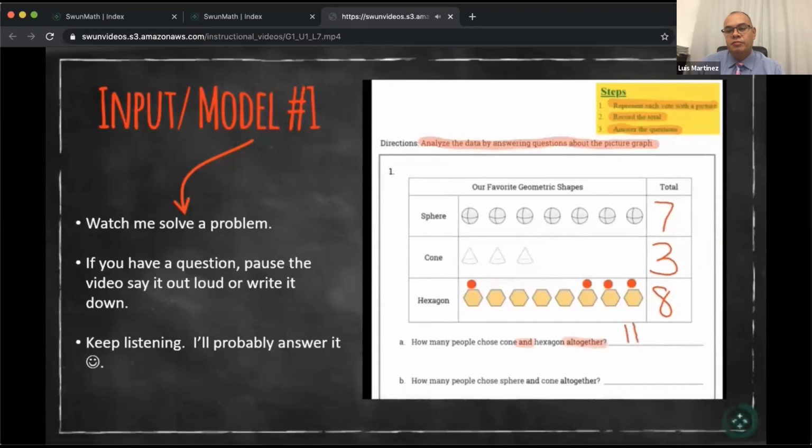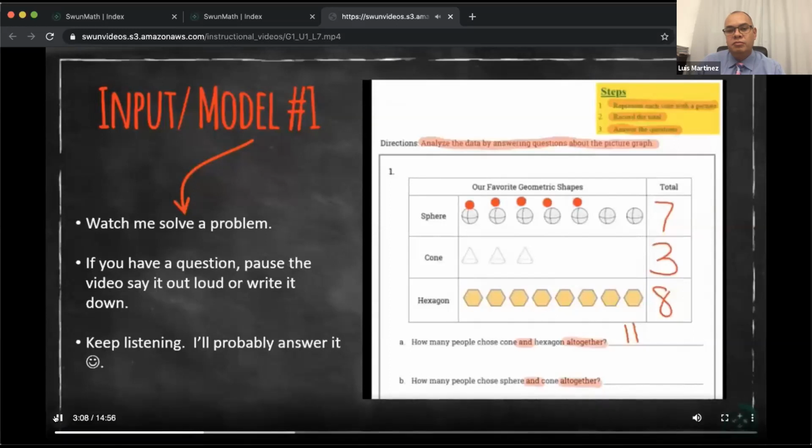Our second question is, how many people chose sphere and cone all together? Let's count. There are 1, 2, 3, 4, 5, 6, 7, 8, 9, 10 shapes. So we will put a 10 as our answer.